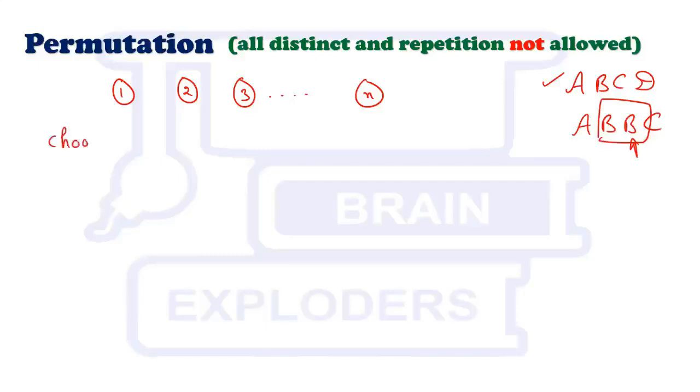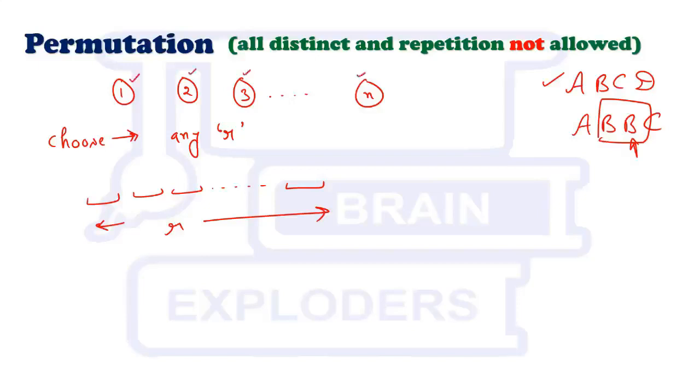Now we have to select any R of them, and then perform their permutations, and count all of them. Suppose there are R places. In total there are R spaces, and we have to fill each of them one by one. In the first place we have in total n possibilities. We can fill any of the n over here. Now for the second space we have only n minus 1 possibilities.